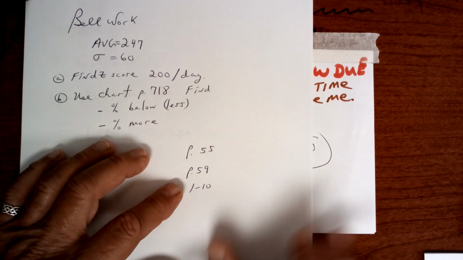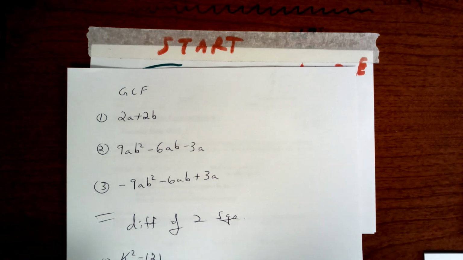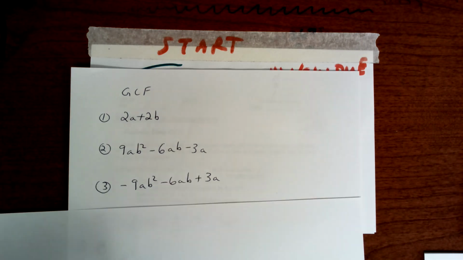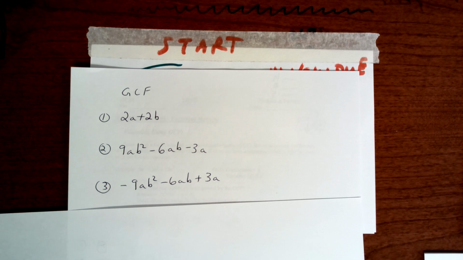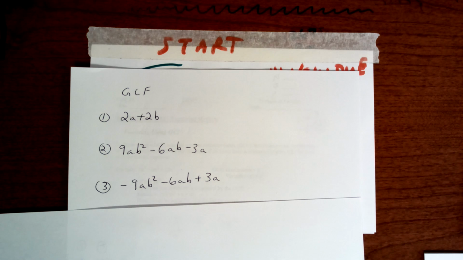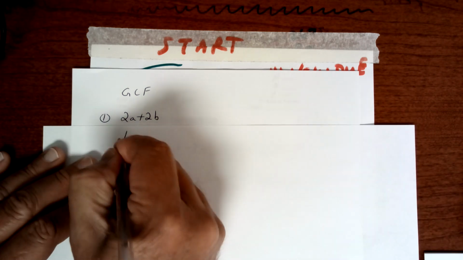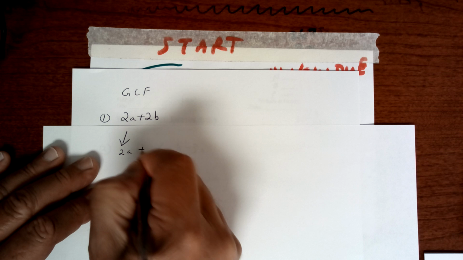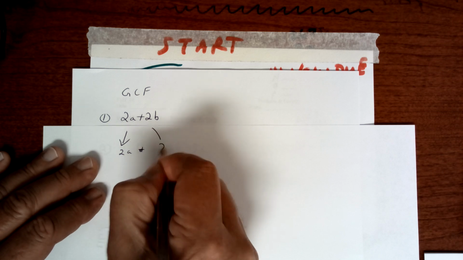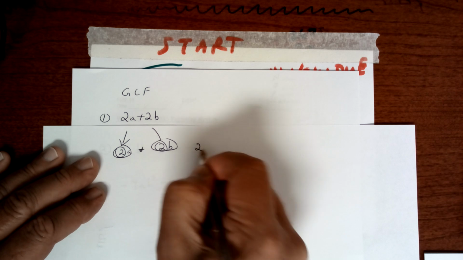Let's turn our attention now to college algebra. College algebra, I tried to teach you yesterday, greatest common factor. To do the greatest common factor, you have to do prime factorization. So let's take a look at how that looks. On this one right here, well, 2 is already a prime number. And this one is already a prime number. And the only thing they have in common is a 2. So you take a 2 out and you're left with a plus b.